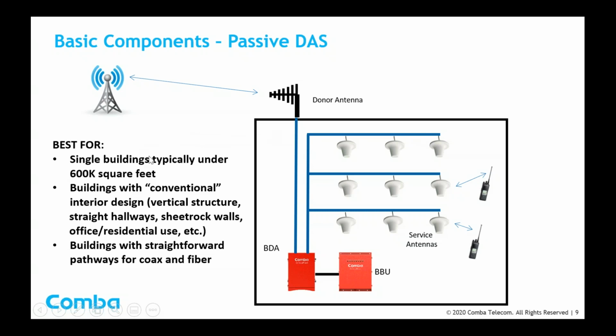Typically, a passive DAS is good for single buildings that are under 600,000 square feet. They're good for buildings that have conventional interior design, meaning a typical 8 or 10-story building, vertical structure, straight hallways, sheetrock walls, buildings that are designed for office, residential use, etc. And they usually work very well in buildings that have very straightforward and easy to deploy pathways for coax and fiber. So again, a passive DAS is a BDA feeding service antennas.